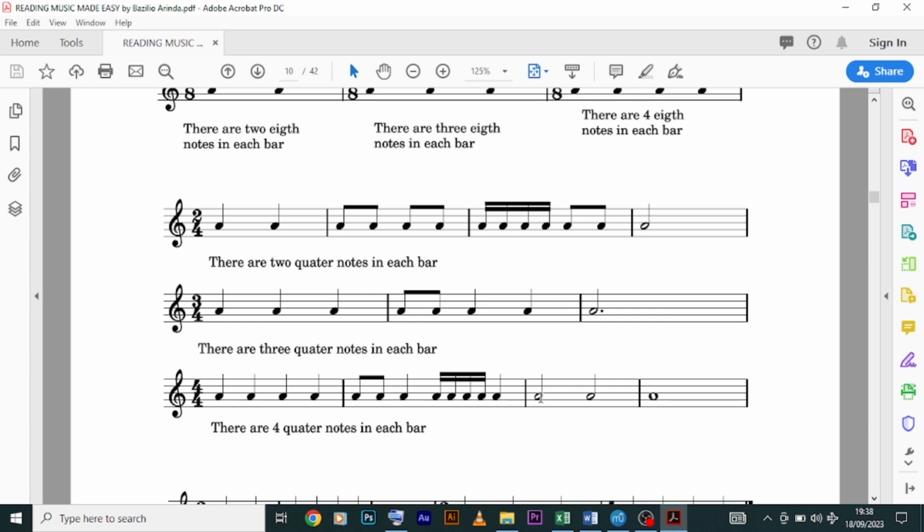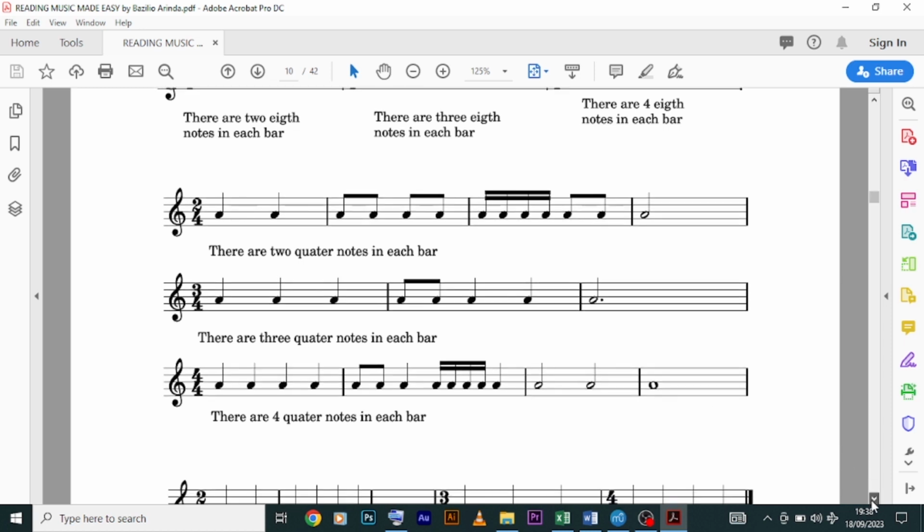This is a minim. It is equivalent to 2 quarter notes, and this one is also equivalent to 2 quarter notes. So in total, it is equivalent to 4 quarter notes, the whole bar. And this is a whole note. It is equivalent to 4 counts, which are equivalent to 4 quarter notes.